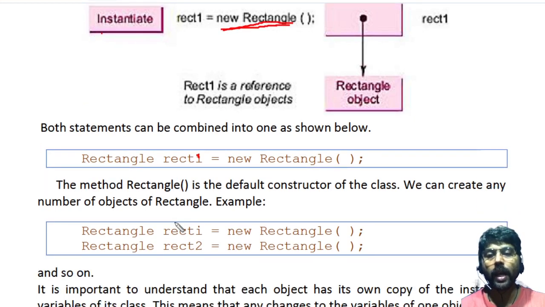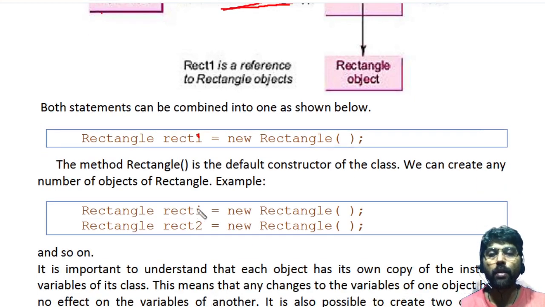In a similar way, I can create two separate objects of Rectangle, rect1 and rect2. Here two separate objects of Rectangle will be created. Each contains its own data members, its own length and width, and methods.